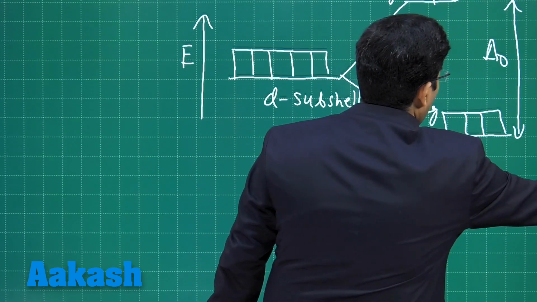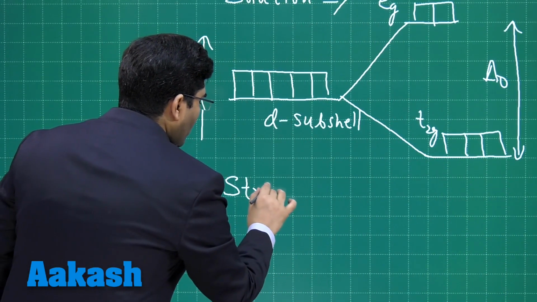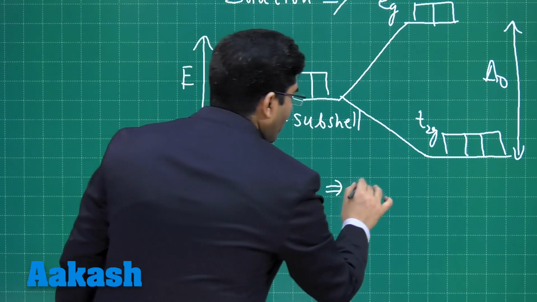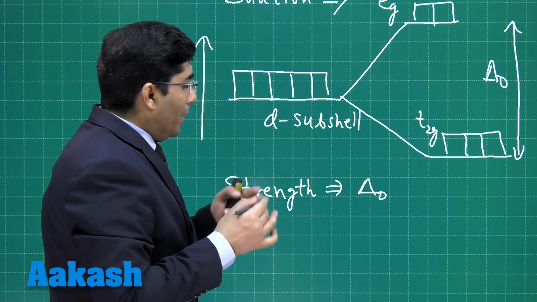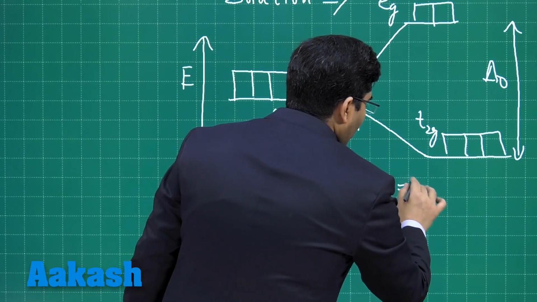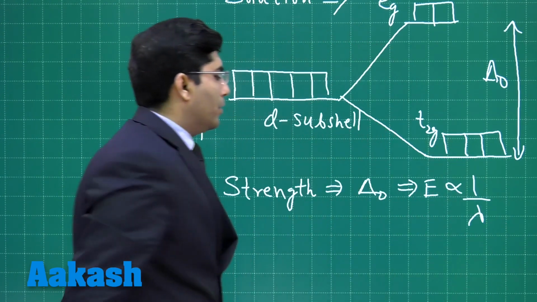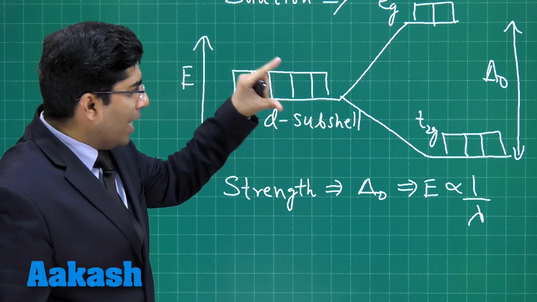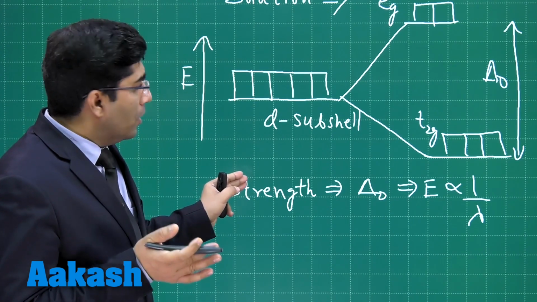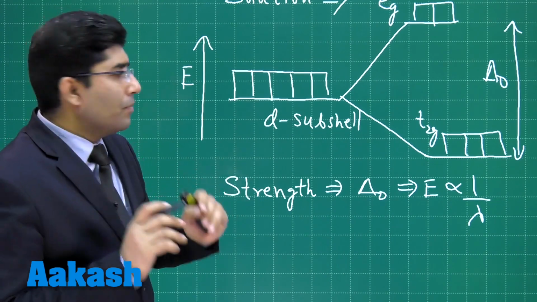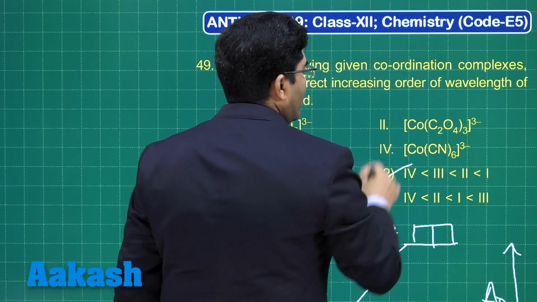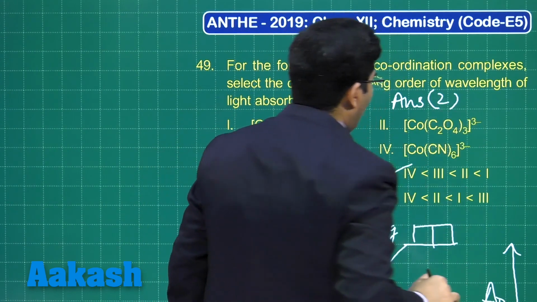Now strength of the ligand corresponds to the value of delta O. Higher is the strength, higher will be delta O, and delta O is energy. So this energy is inversely proportional to wavelength, right? This gap is the energy gap, and energy is inversely proportional to wavelength, means stronger is the ligand, higher will be the energy, smaller will be the wavelength. So if we apply this, in that case, the second one is our correct answer. So the answer is option number 2, right?